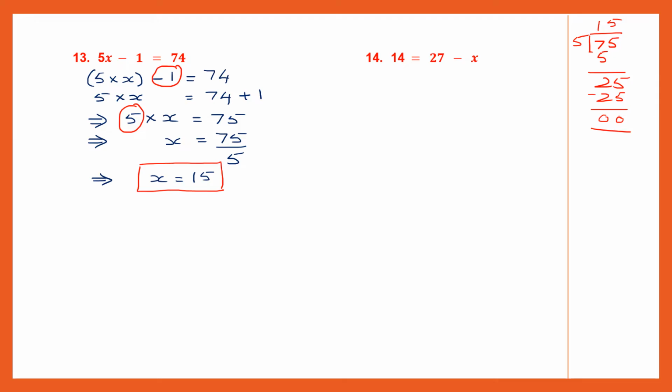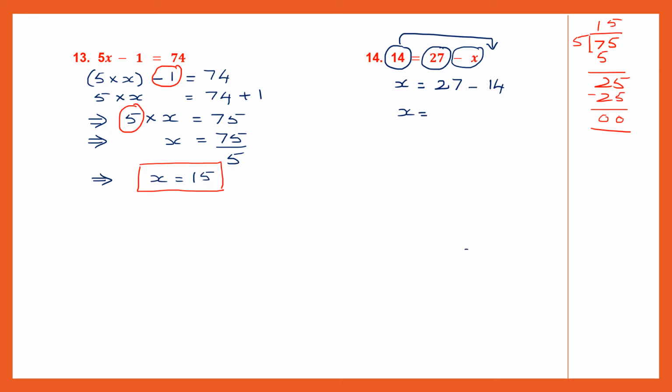Question 14. 14 is equal to 27 minus x. Now here we have x with a minus sign. So let's transpose it to the left side to make it plus. So minus x will now become x. Then this 27 will remain there itself. We will transpose 14 to the other side. Plus 14 becomes minus 14. So x is equal to 27 minus 14.